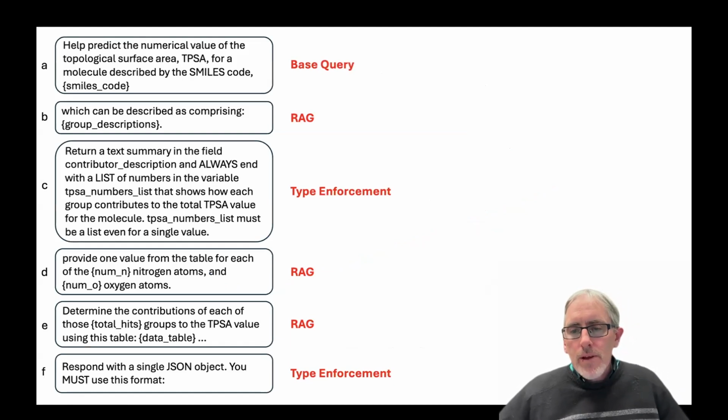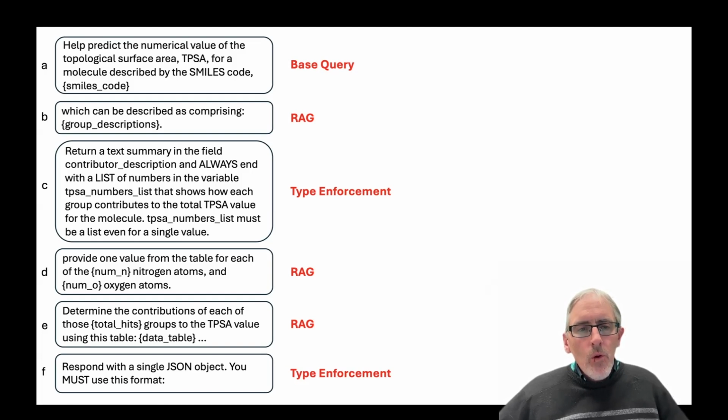So the modified prompt is more complicated, has many parts, and each of these parts we subsequently removed in an ablation study to see which of these were having the most impact. The base query, part A, is similar to the direct call to the LLM, just asking for a TPSA from a SMILES code. The retrieval augmented generation parts add some calculated answers using tools like RDKit.